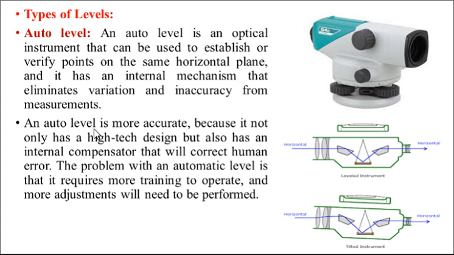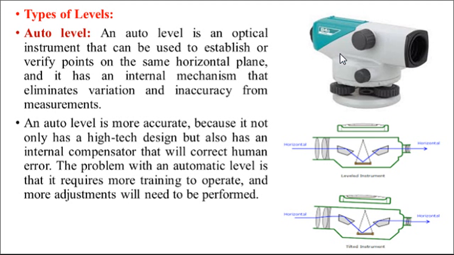An auto level is more accurate than the dumpy level because it has not only a high tech design but also an internal compensator that will correct human errors. The problem with an automatic level is that it requires more training for the operator to operate it, and more adjustment will need to be performed.